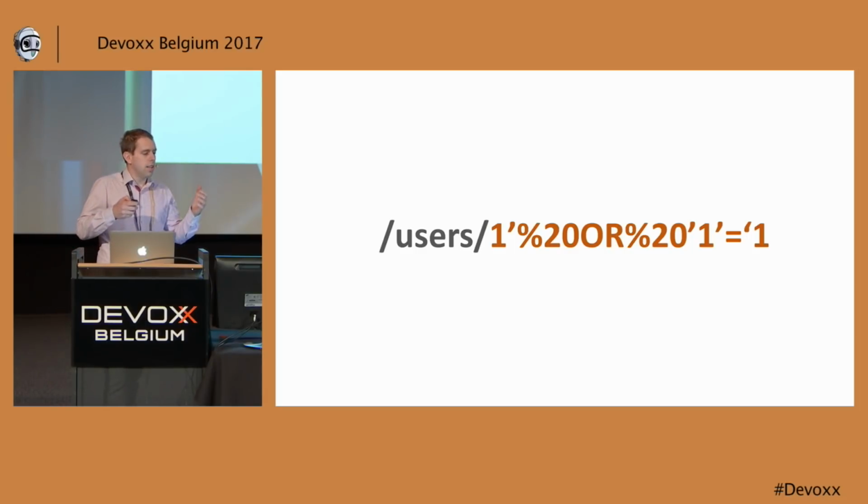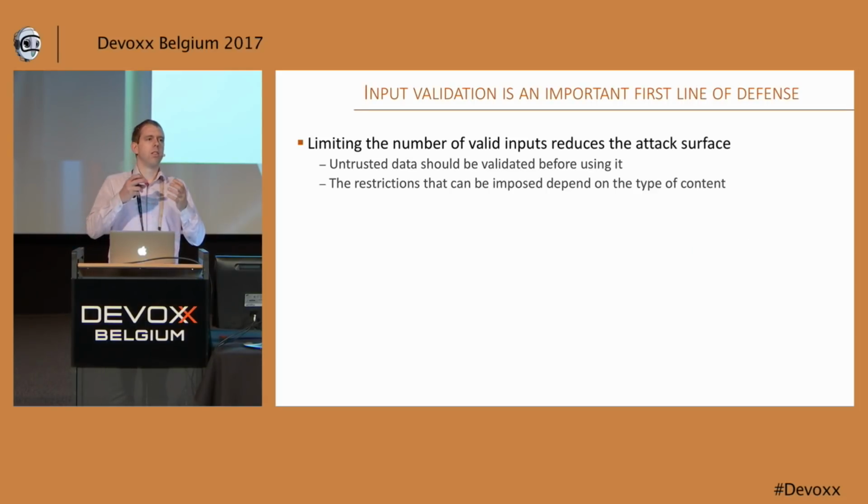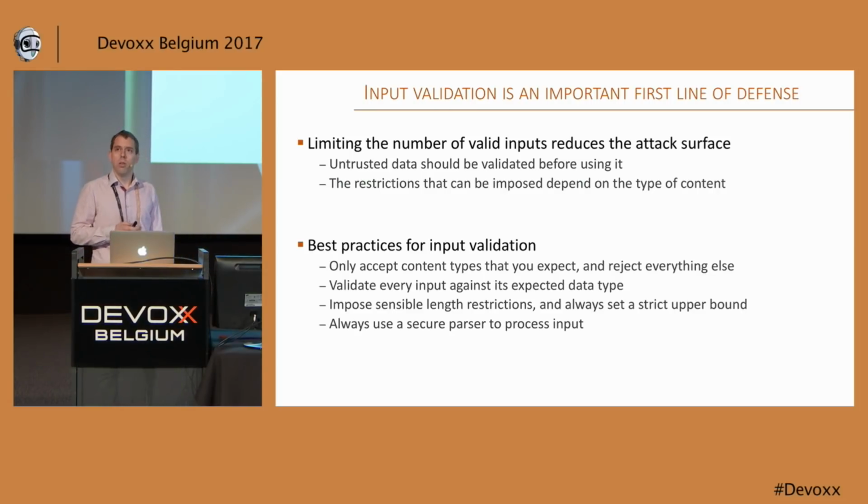So essentially, one of the things that you should be doing is input validation. Input validation is a really important first line of defense. So essentially what we're doing there is we're validating untrusted data before we use it. Things that you should absolutely be doing, even though input validation has its limitations.